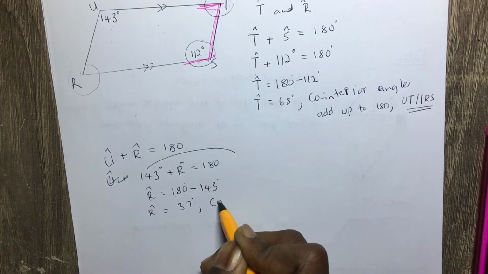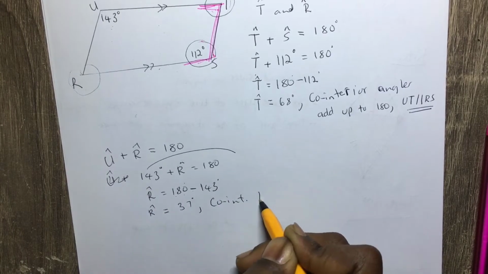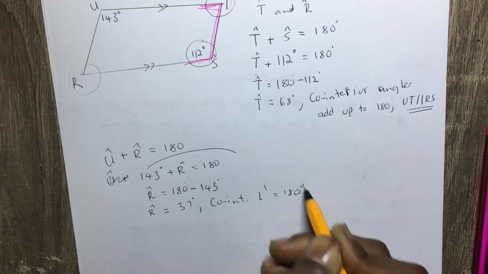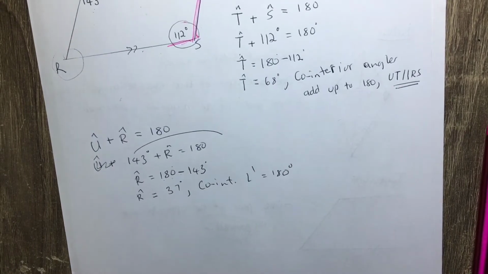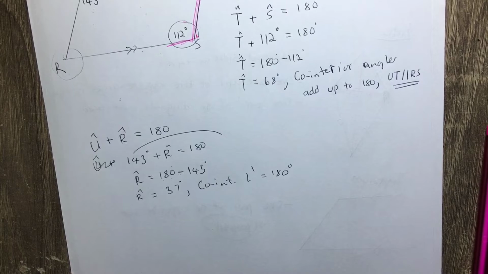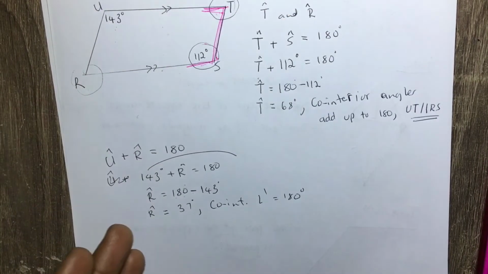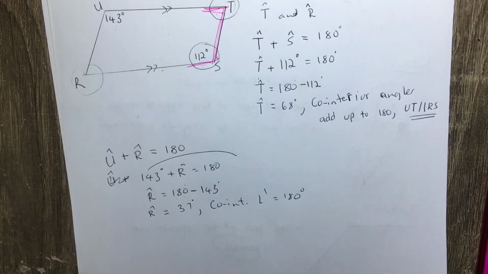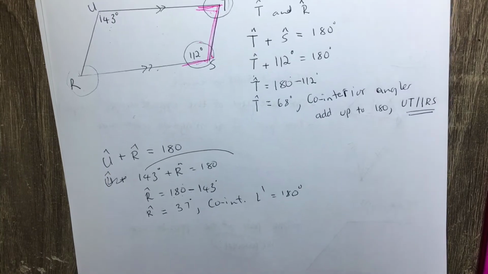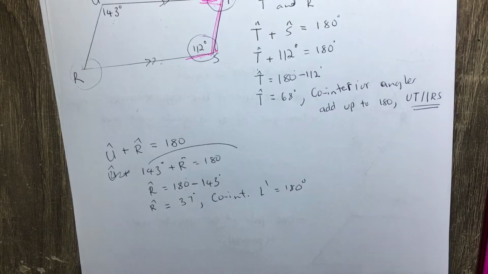And again we used co-interior angles add up to 180. Do you all see it? Do you get it? So if we give you something like this, you know how to apply the properties of every quadrilateral to get what you're looking for.